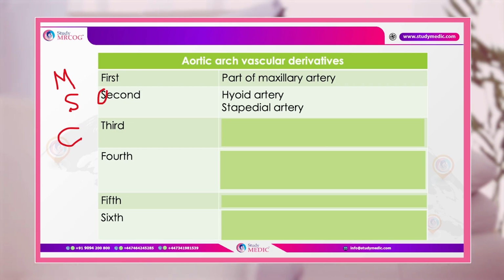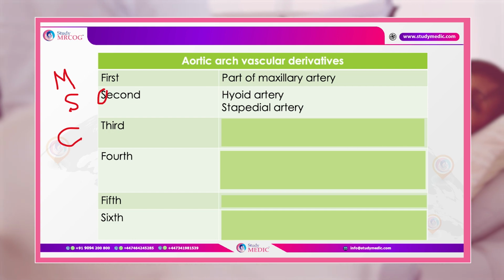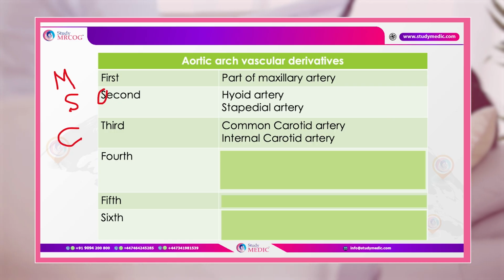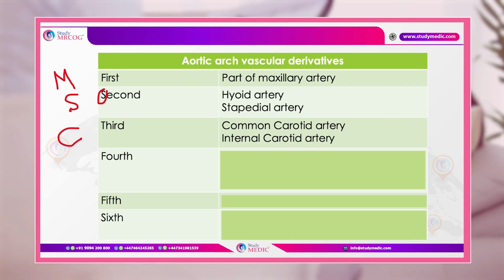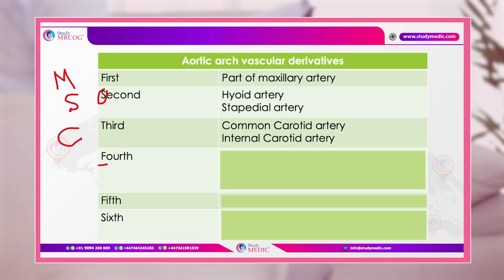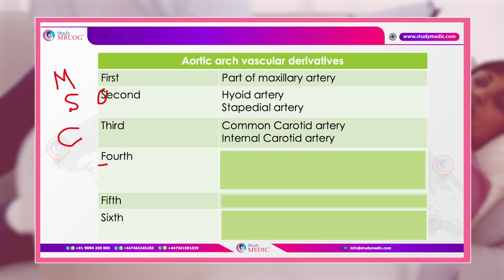Now third is the third alphabet, that is C. So all the carotids, the common carotid, the internal carotid and the external carotid, will be from the third aortic arch. Now coming to the fourth aortic arch.